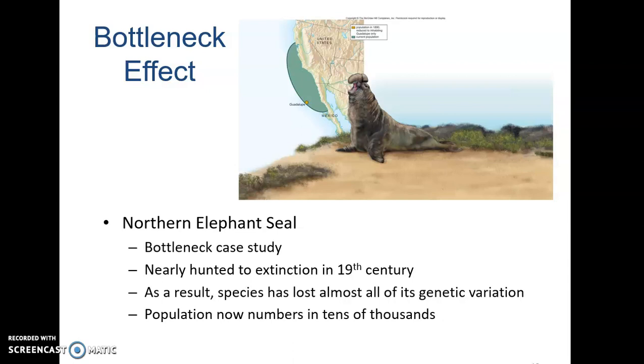Because of this extreme bottleneck, the species has lost almost all of its genetic variation, and there's been a lot of inbreeding, which has led to decreased immunity and an increased frequency of developmental diseases. Now, the population has rebounded. There are 127,000 elephant seals now. They increase by 6% a year. So this is a really robust number.